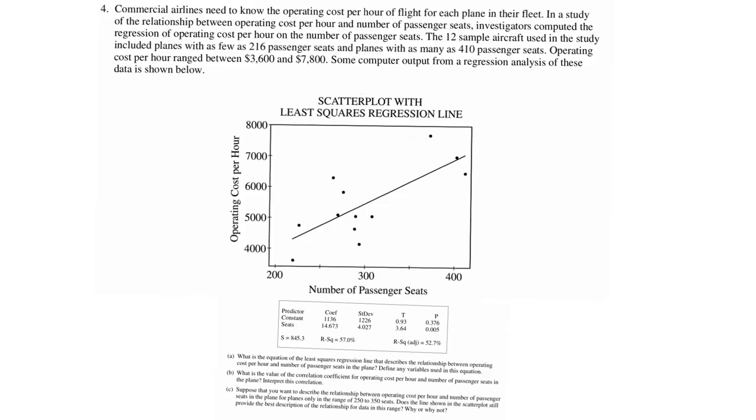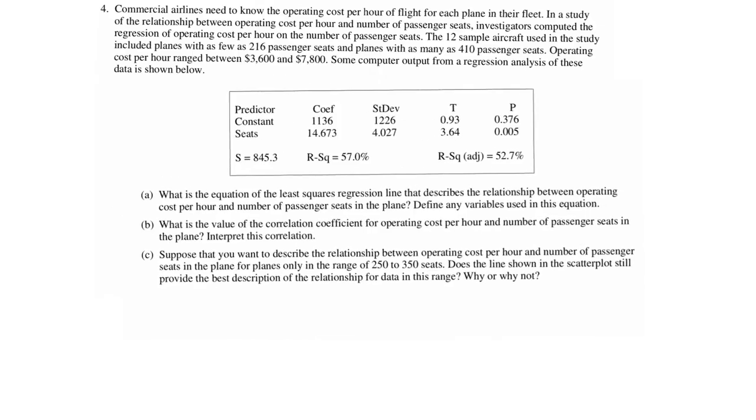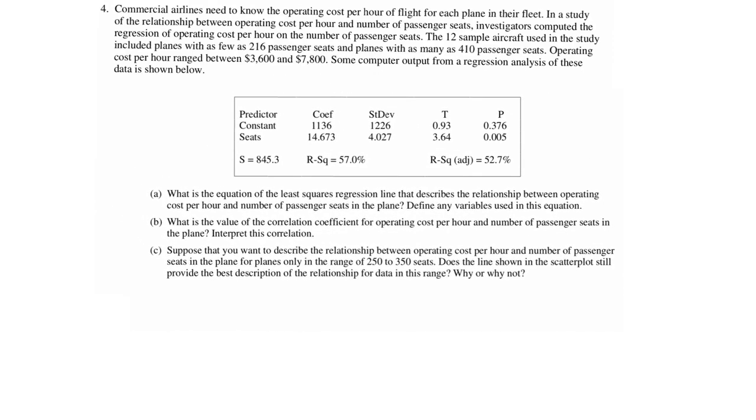So you've got some computer output from the regression analysis, which is down here when you pull up the problem, and then you've got the questions below. We're going to start without looking at the scatter plot, because the first question doesn't require it. It asks: what is the equation of the least squares regression line based on the computer output? You've looked at computer output before, so you know how to interpret this. What is next to constant right here is the y-intercept.